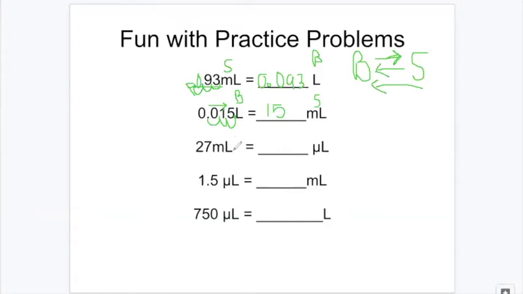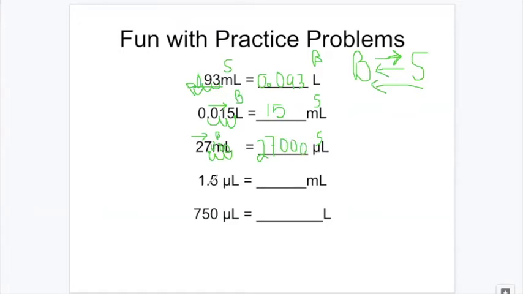Okay? All right, the next one, milliliters and microliters. Okay? Milliliters is bigger, microliters is smaller. So again, you're moving the decimal point to the right. Right? You want to move it 3 places just like usual. So you're starting here and you're going 1, 2, 3. And you got to fill in all 3 of those zeros. Sorry for my handwriting. There we go. So what you get is 27 and 3 zeros, so 27,000 microliters.